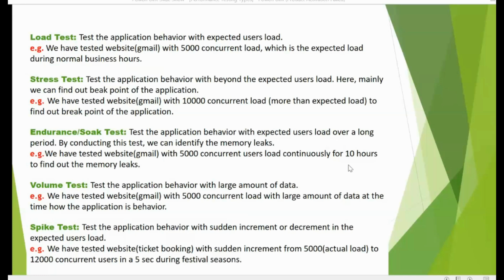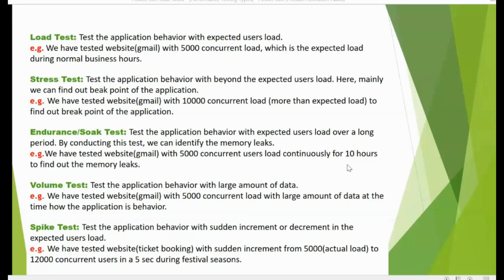Stress test means testing the application behavior beyond the expected user load. Here mainly we can find out the breakpoint of the application. For example, we have tested a website with 10,000 concurrent load. That means we have to test with more than the expected load. Here we have to find out the breakpoint of the application.